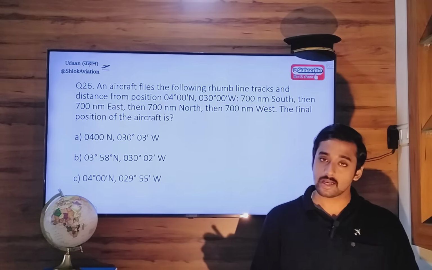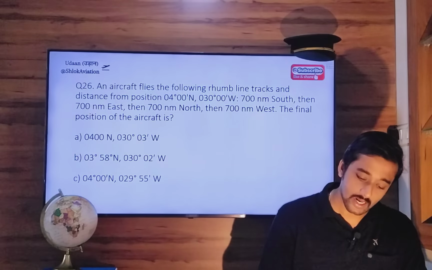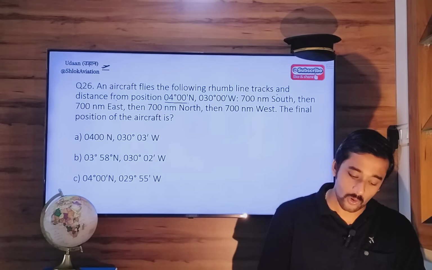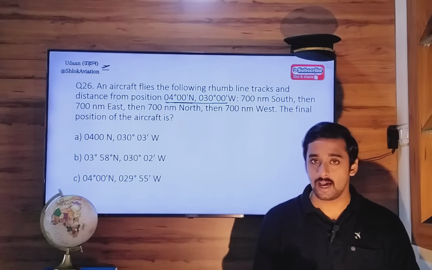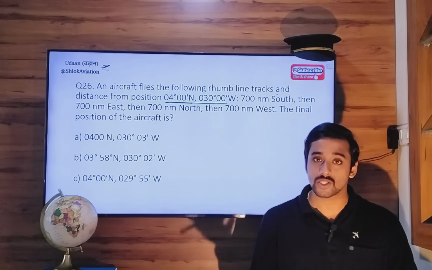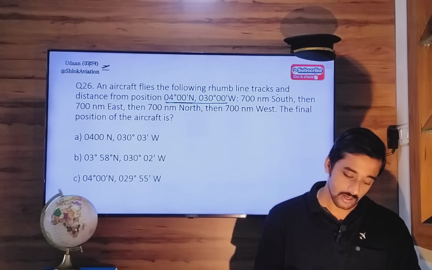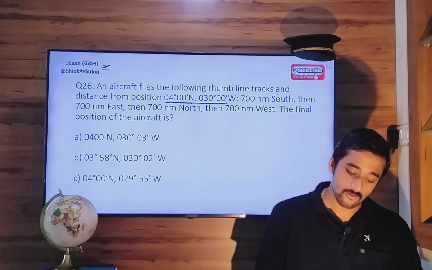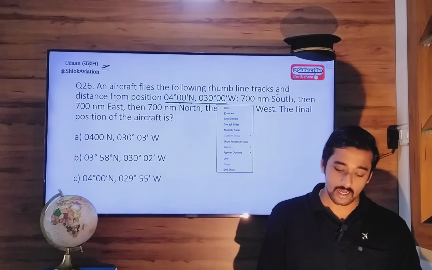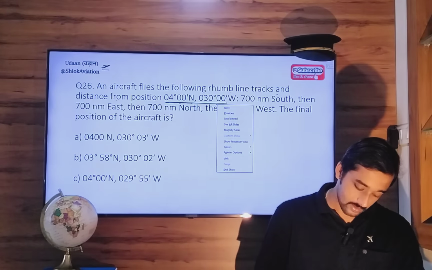Next, question number 26. Aircraft flies the following rumline tracks and distance from position. So beginning position is 4° north, 30° west. I have solved so many similar questions from RK Bali, Keith Williams, Oxford, so watch those lectures also. So you are starting from 4° north, 30° west, and then you are flying 700 nautical miles south.